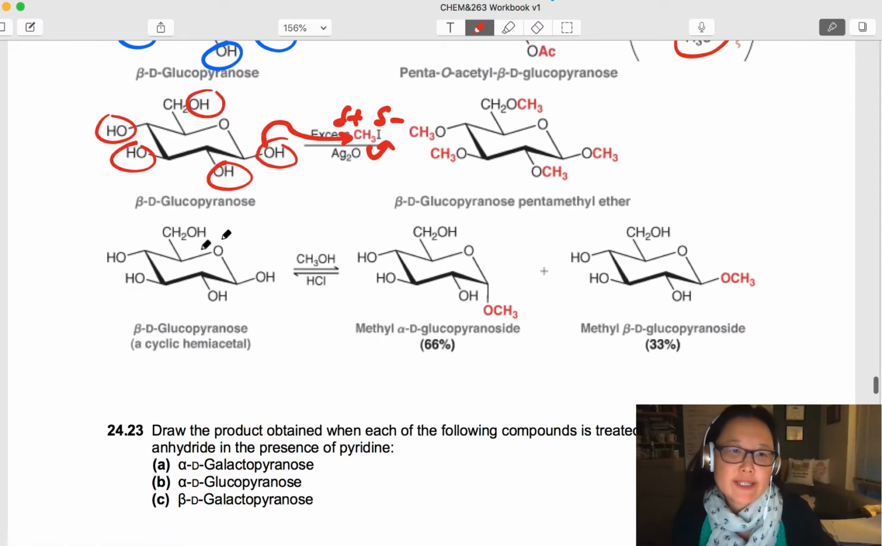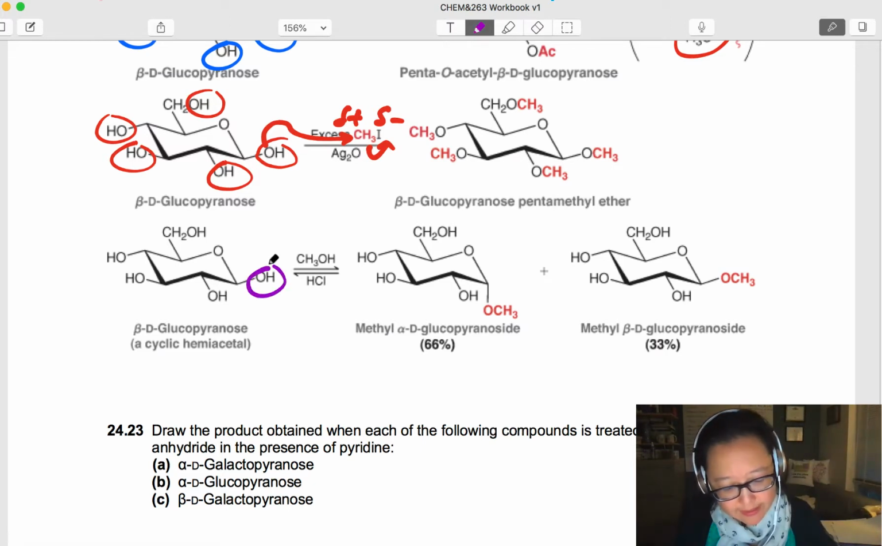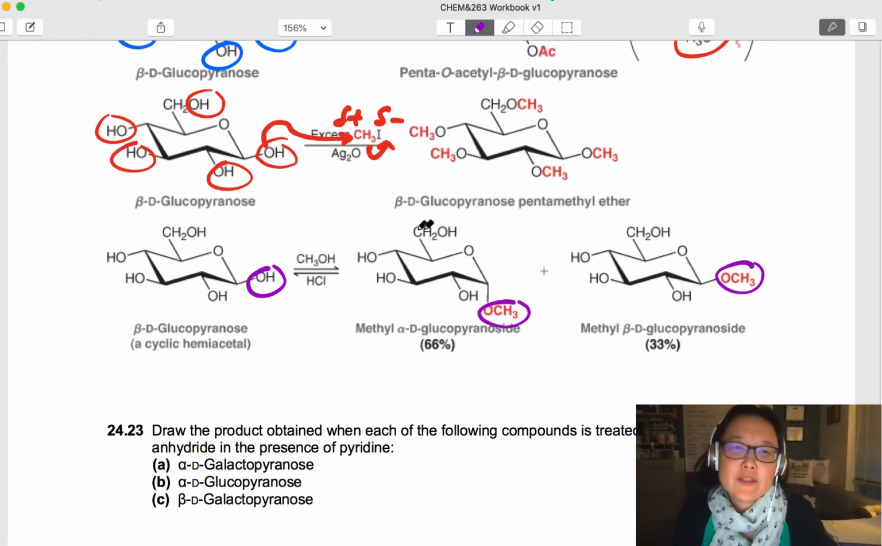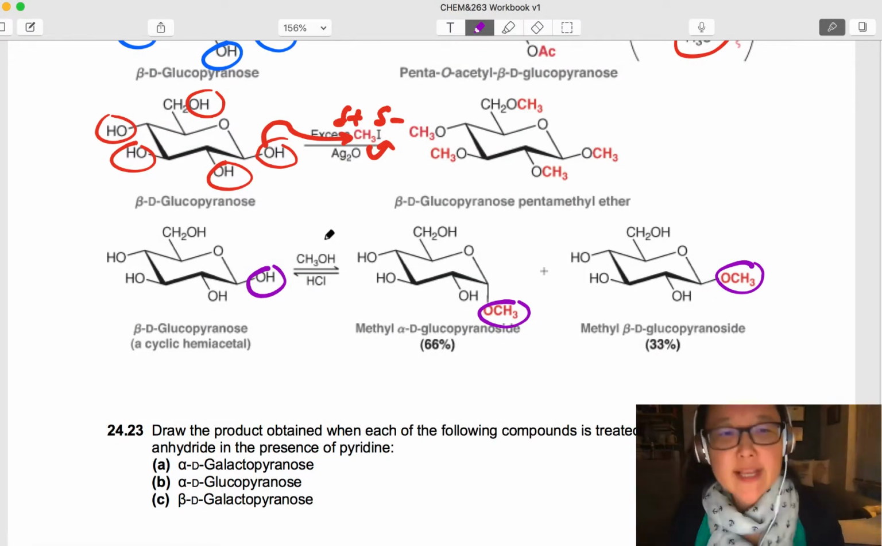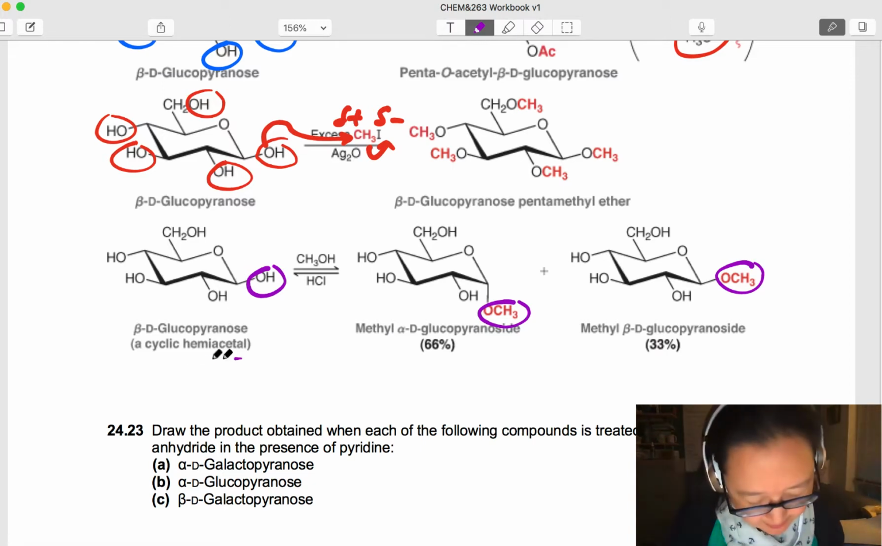Now, one difference is where we have this reaction, methanol in acid, we actually have a difference in which OH groups react. If you look at this reaction, notice that only this one reacts, but the rest of the OH groups are left alone. So why do you guys think that is? This is a reaction from this quarter, actually. Well, if you guys remember, this is a hemiacetal, so that's the hint.